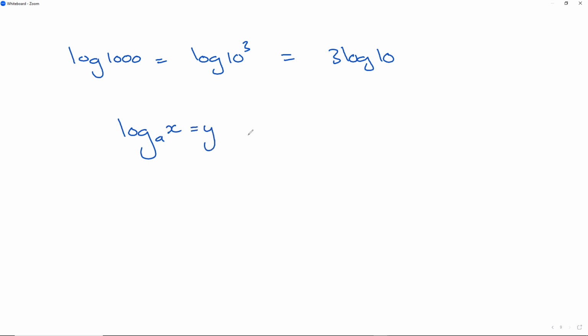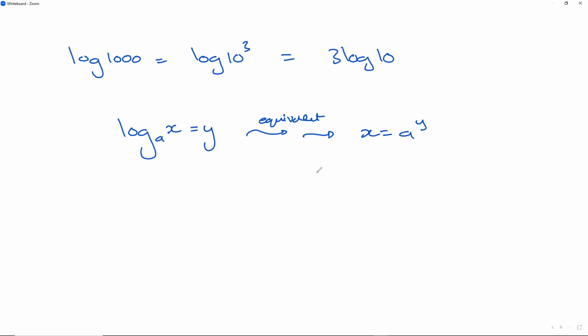We know that if I go log of 1,000, that's going to be the same as log of 10 to the power of 3, which is the same as 3 log 10. So, a bit of log rules here. And at the same time, we know that the logarithmic function of base a of x equals y is the equivalent to x equals a to the power of y.